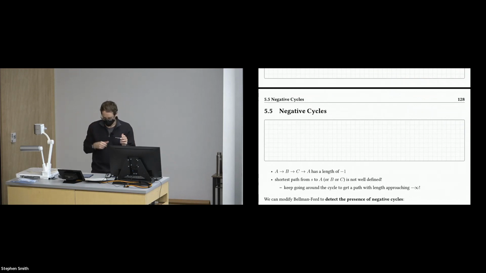Let's finish this up then. So we've got negative cycles. I kind of mentioned that. What's the issue with negative cycles? Well, let me just draw a simple example. Let's say we have 4 vertices again, A, B, C, and S.